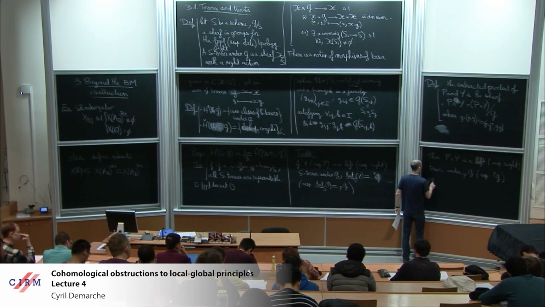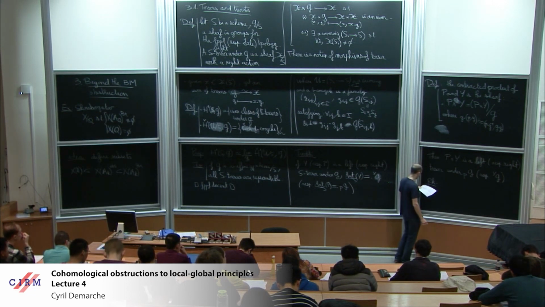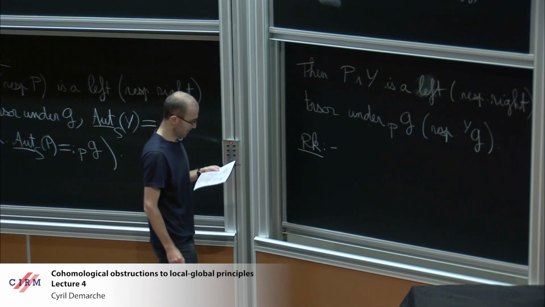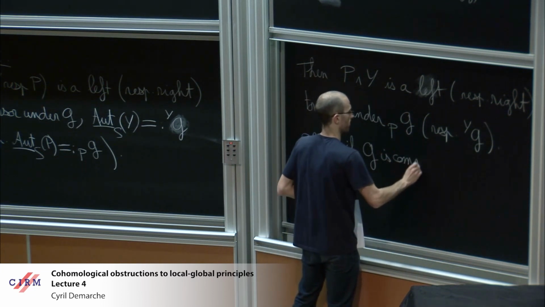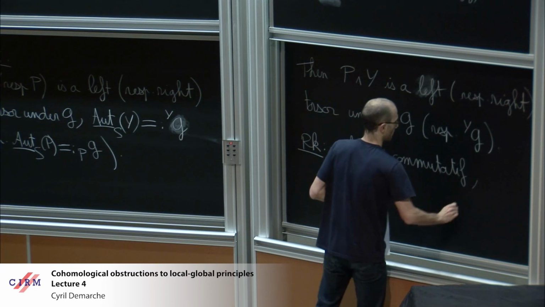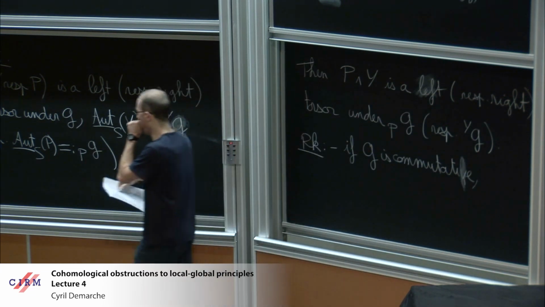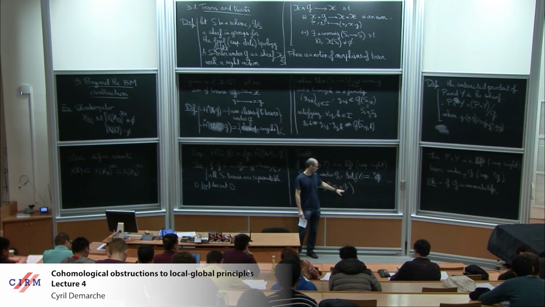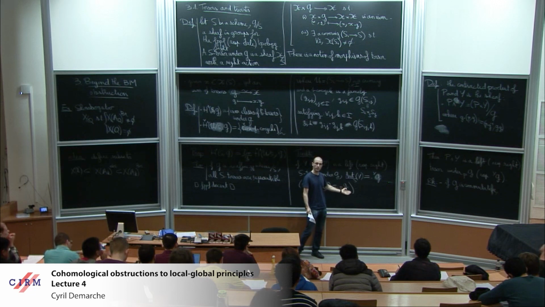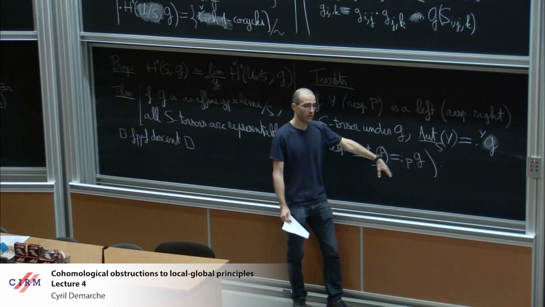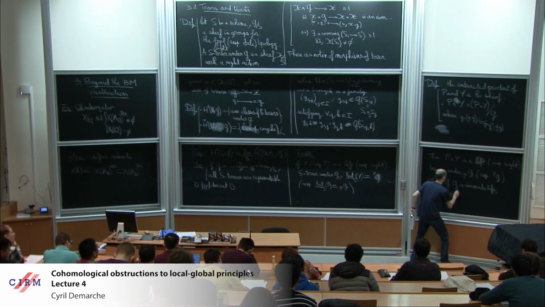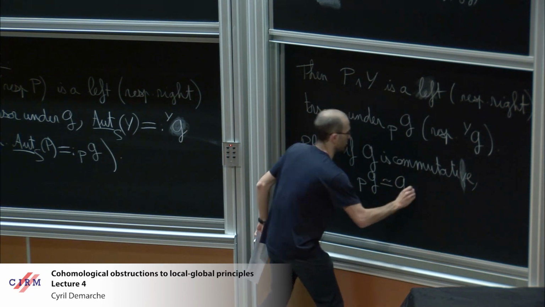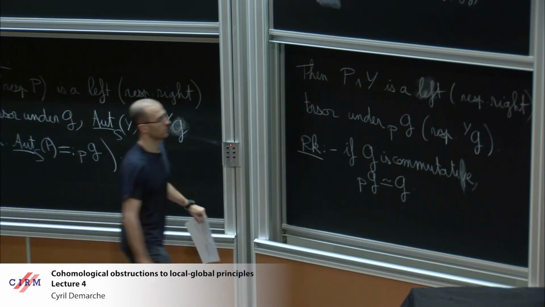Maybe a little remark. So a few remarks. If the group is abelian, commutative, then in fact you can see this twist as a twist by inner automorphism. So in fact, this twisted group is isomorphic to G itself. Okay, so in the abelian case, you don't have to worry about this problem of changing the group. If G is commutative, P twisted by G is canonically isomorphic to G. And same in the other direction.